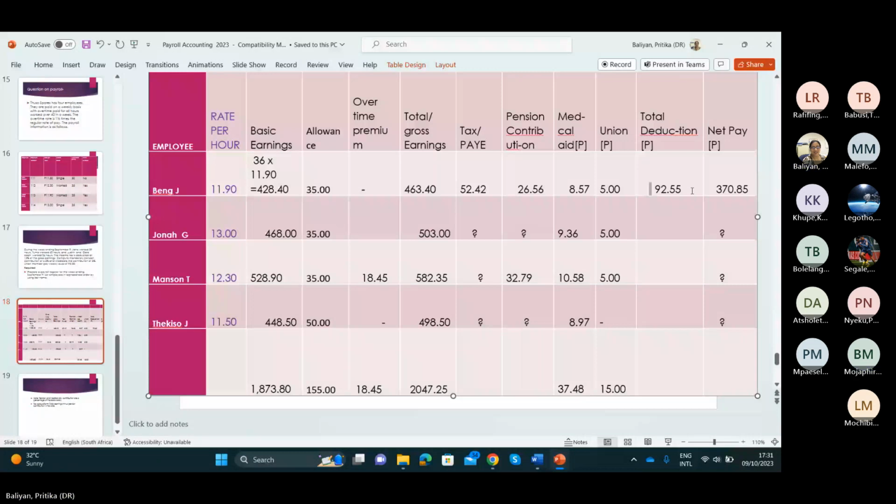Are we together? Yes. So when Bank is earning 463 pula 40 thebe, then he is actually receiving the net pay of 370 pula and 85 thebe. So is everybody clear how we calculate for Bank?